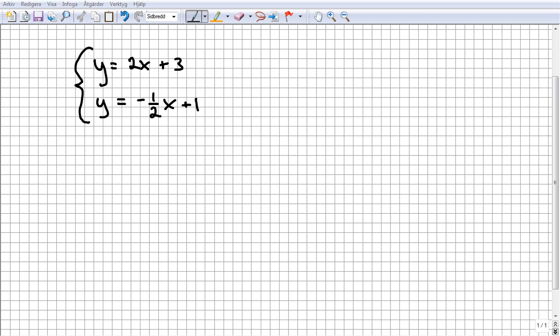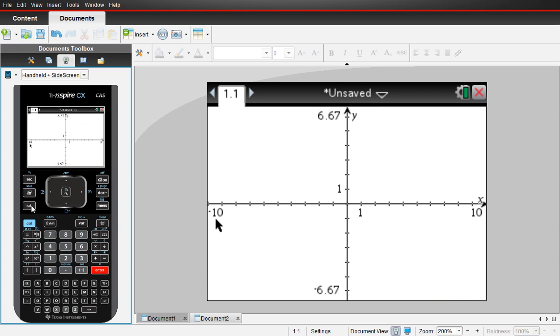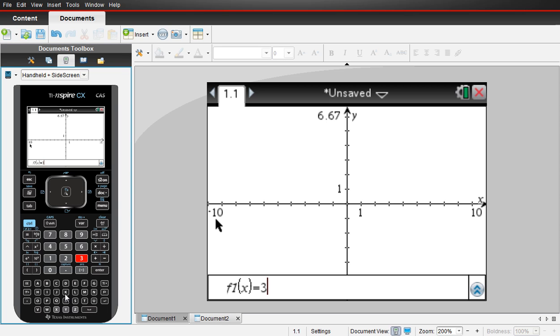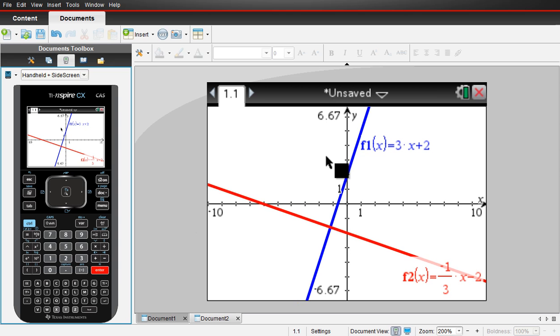So let's try a couple more equations or functions. I'm going to delete this, and I'm going to delete this. Let's draw x plus 2, and then the second one will be minus 1 over 3 x minus 2, for example. As we can see, this angle is 90 degrees as well.